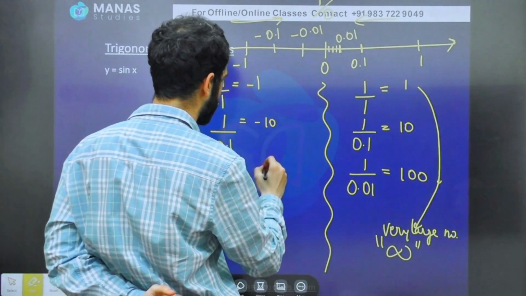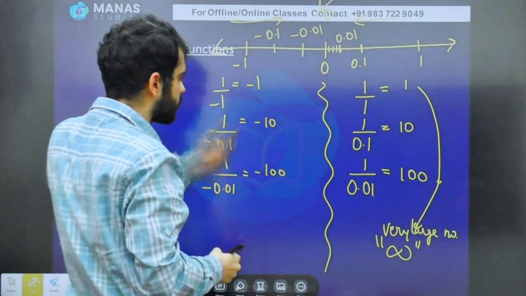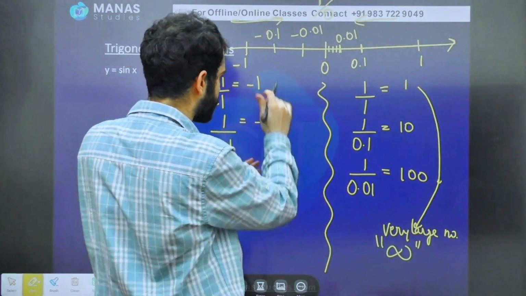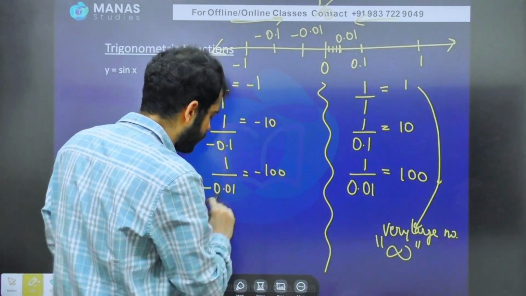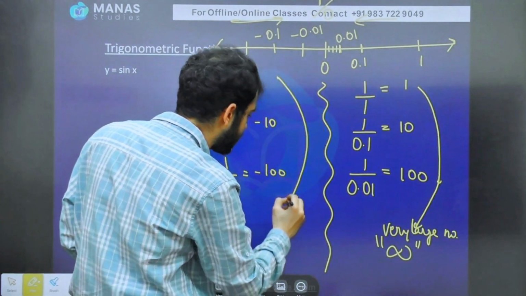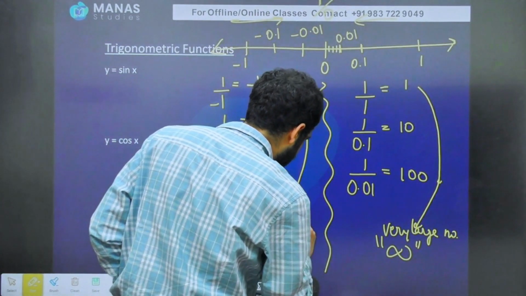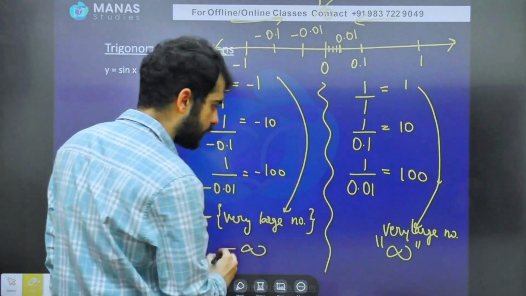So the result will be minus 100. As we can see, the magnitude is increasing, but because there is a negative sign, that means the number is decreasing. So let's just focus on the magnitude and the sign separately. I say there is a negative sign, and in front of the negative sign, this number is tending towards a very large number. Now the concept of a very large number is denoted by the notion infinity. So it will be written as minus infinity.